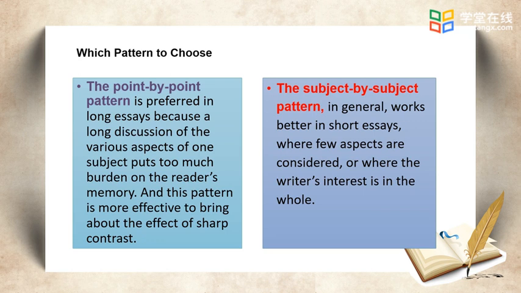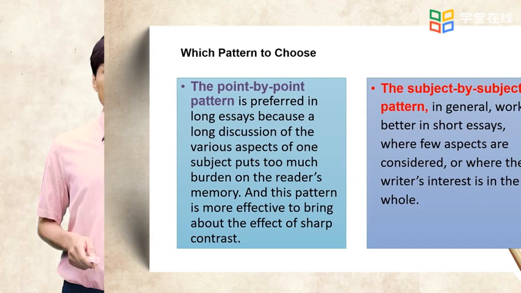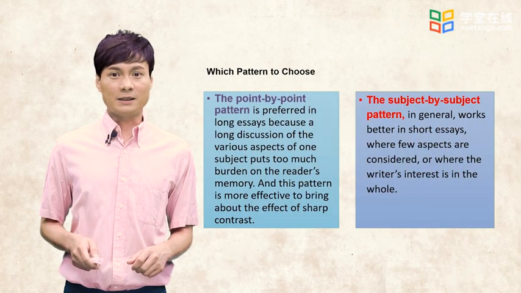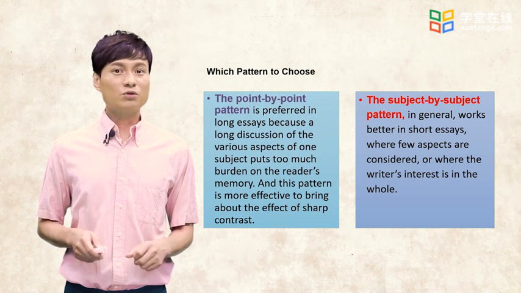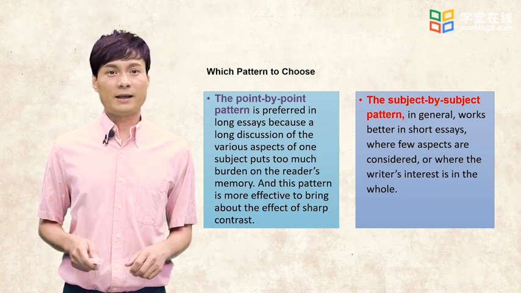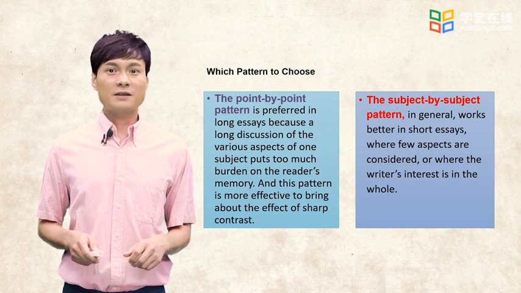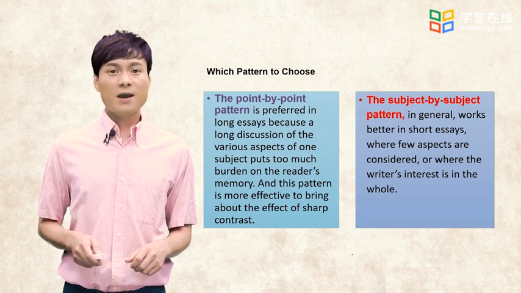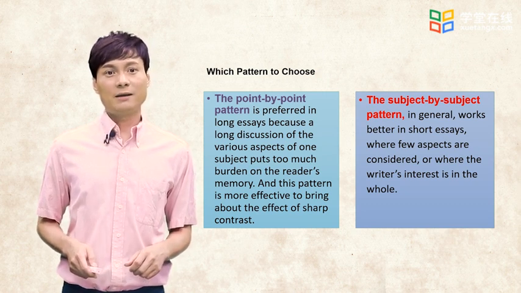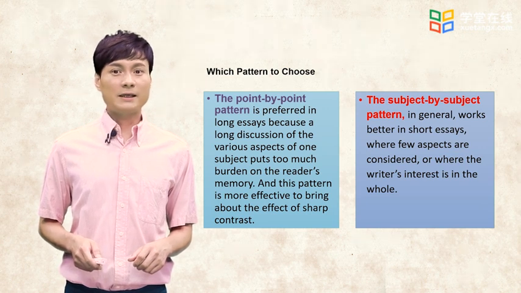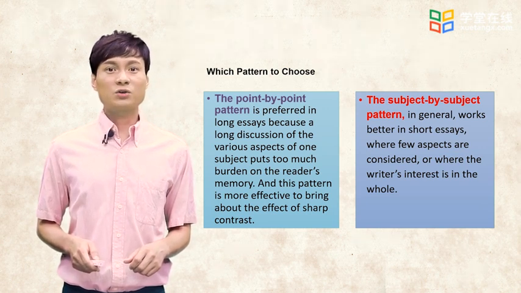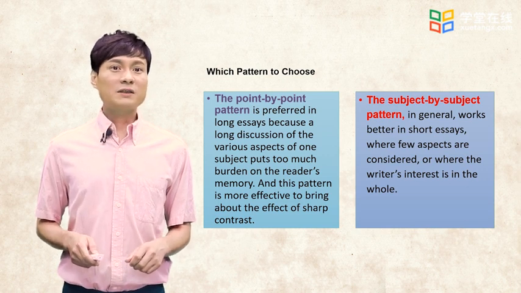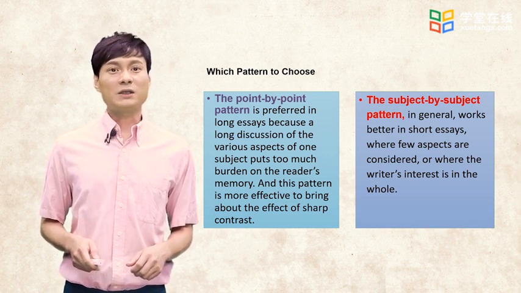If the essay is long and involves quite a few similarities or differences, the point-by-point pattern would be a better choice. If we choose a subject-by-subject pattern in this case, it would put too much burden on readers' memory. After reading a long discussion of subject A, readers might have already forgotten what's written about subject A when they start reading about subject B. Therefore, the subject-by-subject pattern in general works better in shorter essays, where a few similarities or differences are included.